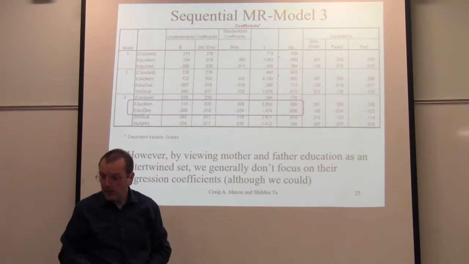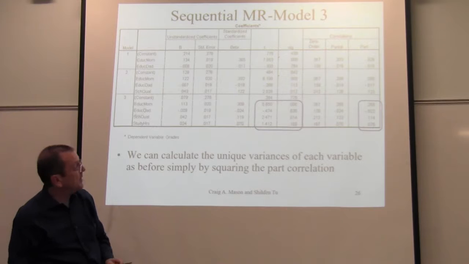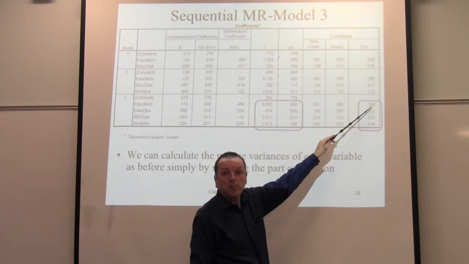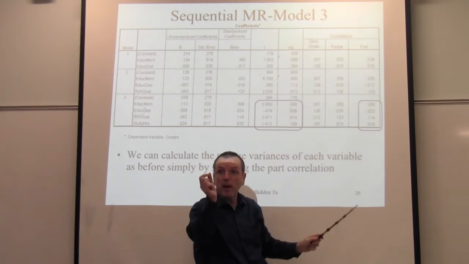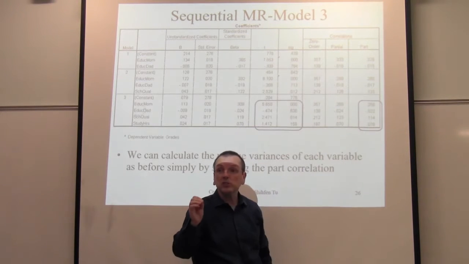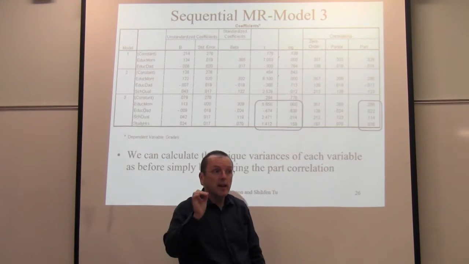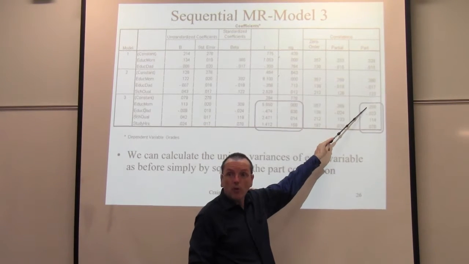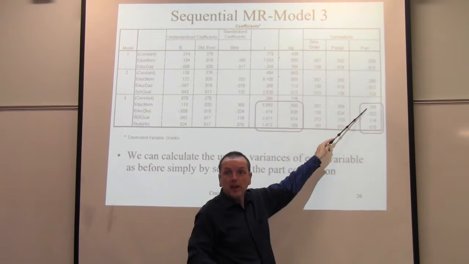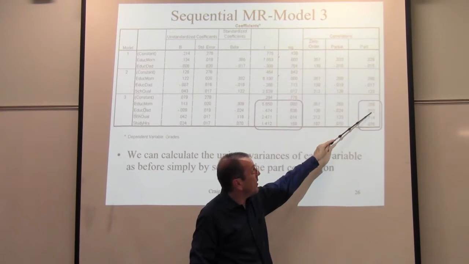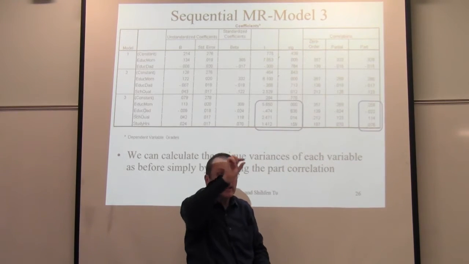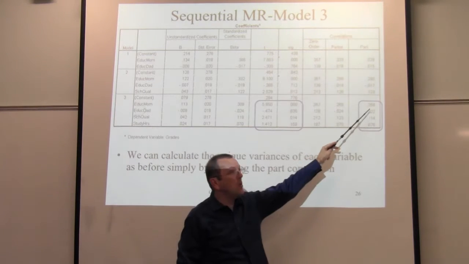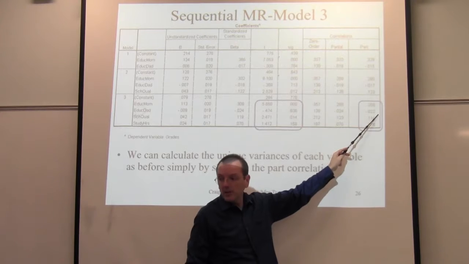You can actually measure how big those are by squaring the part correlations. Remember, we talked about each of these part correlations squared is the unique variance for that variable controlling for everything else. From the Venn diagram, square each of those values, and that's that little piece of the Venn diagram that is only owned by that variable.